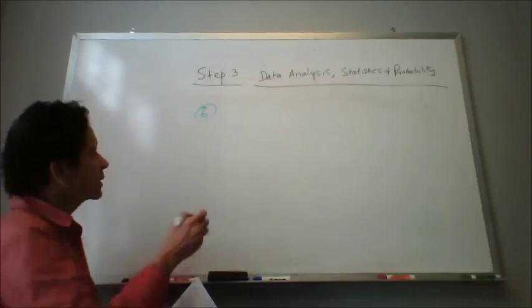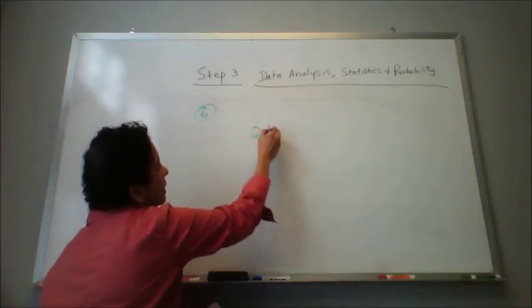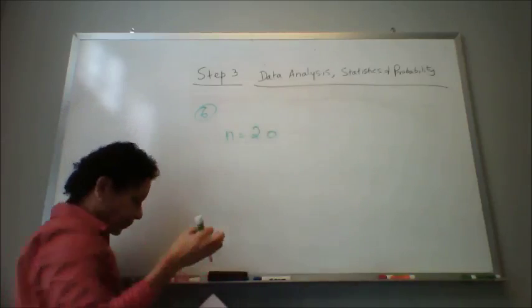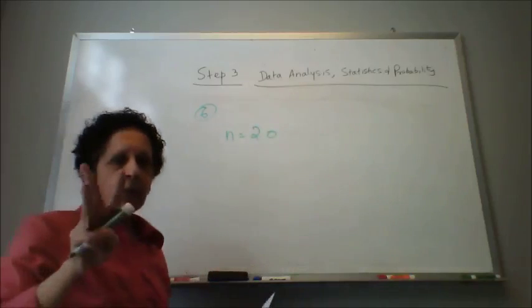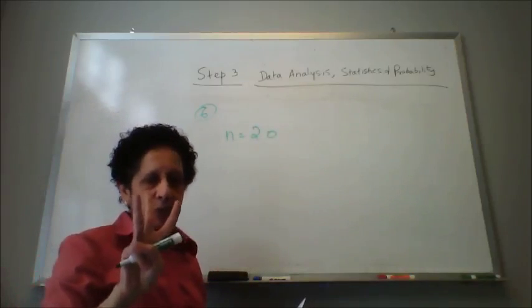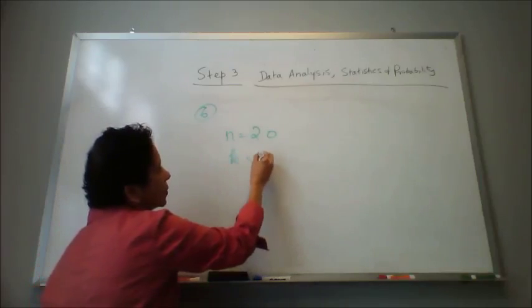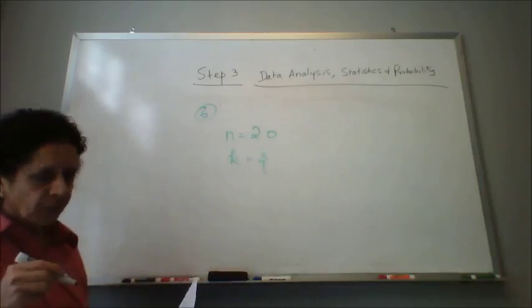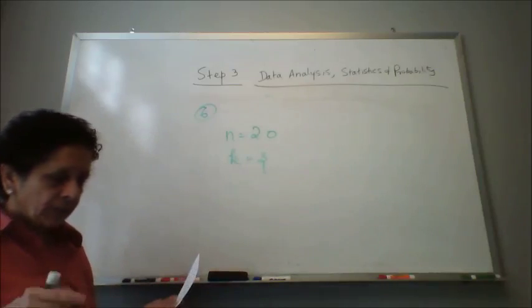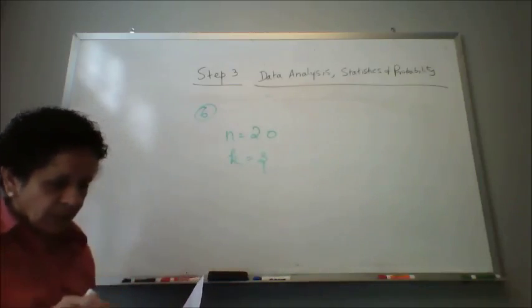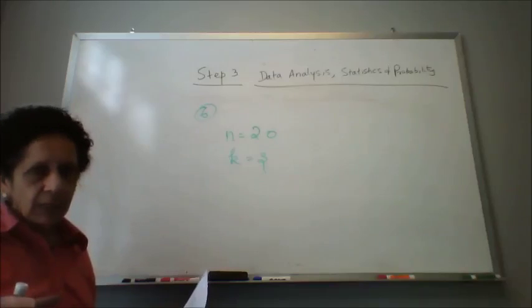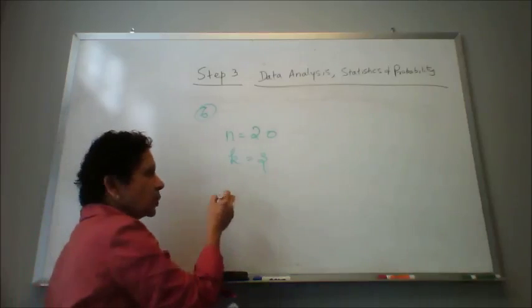So in this case, there are 20 members, so n equals 20. Out of those, 3 people need to be chosen for the 3 positions. So you are choosing k equals 3. You're choosing, okay? And then here, president, vice president, treasurer, right? So it's going to make a difference. So the order does matter.